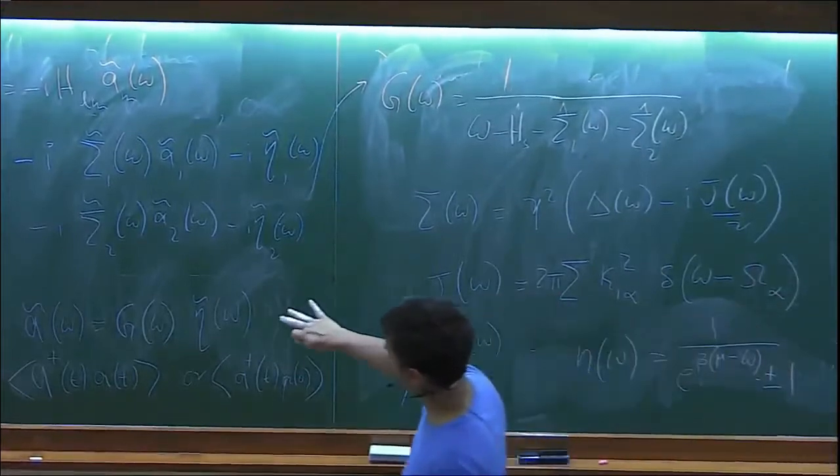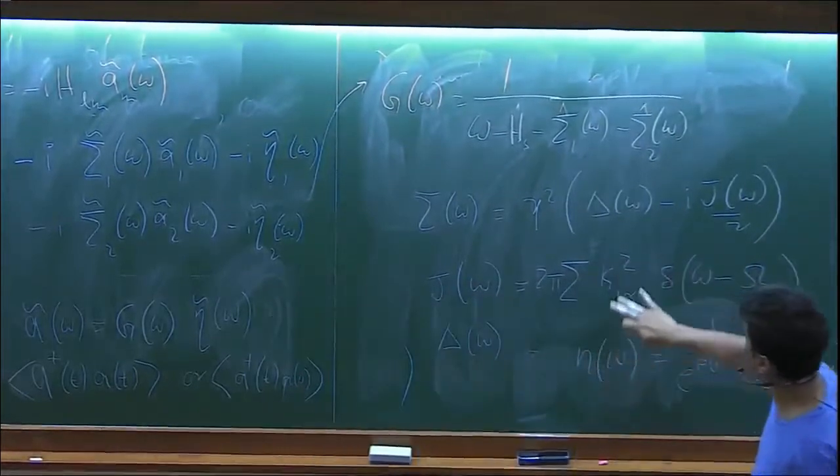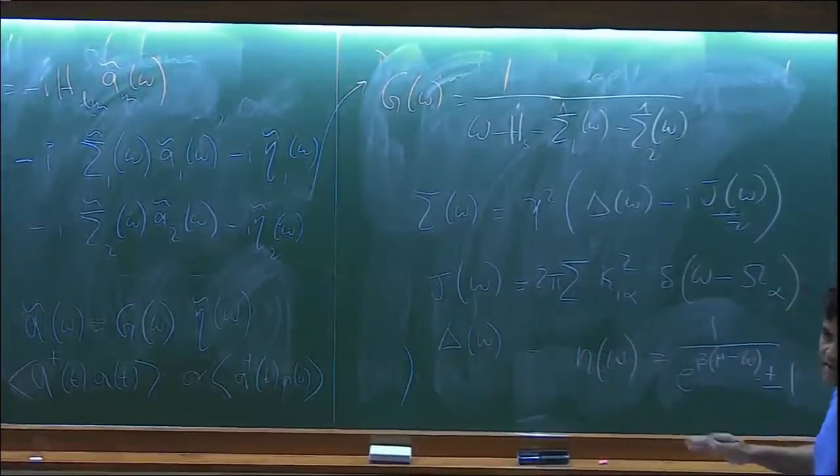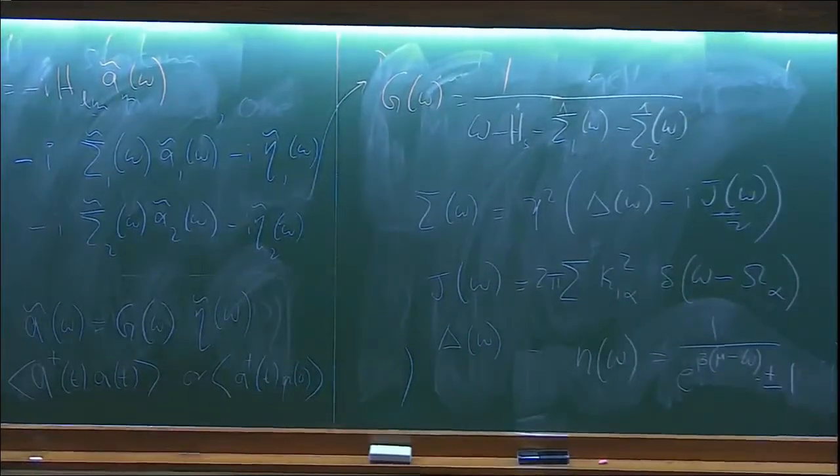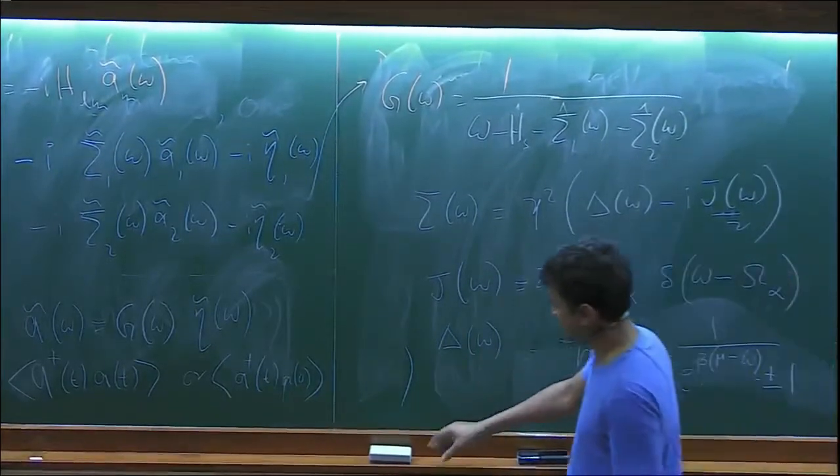So basically the noise-noise correlations can be expressed in terms of n omega and this j omega, and they satisfy a fluctuation dissipation theorem. Okay, so this is the quantum Langevin approach.